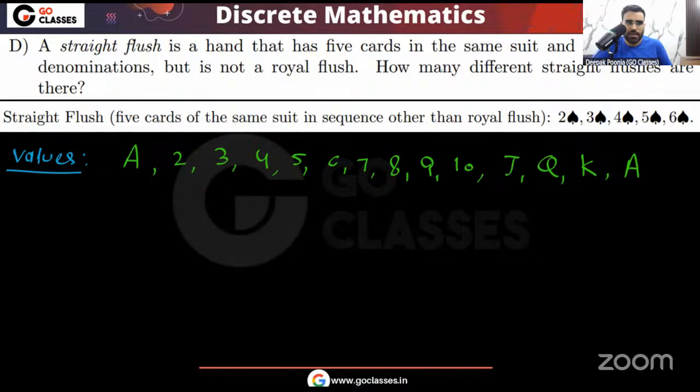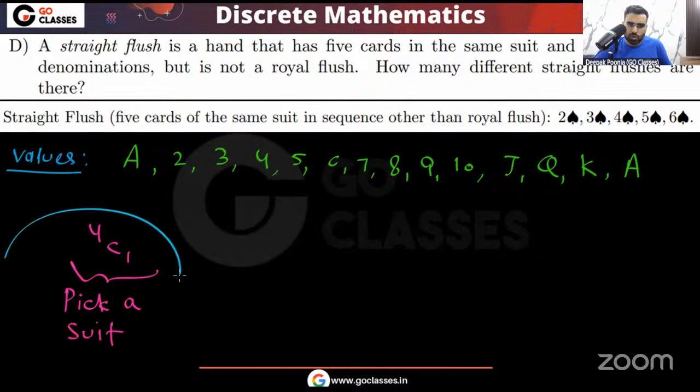Now let's see. First we need to choose the suit, because remember, what is a straight flush? This is 5 cards all in the same suit. So first you pick the suit. Remember, there are 4C1 ways to pick the suit, because all the 5 cards will have the same suit. To pick a suit, there are 4 ways that you already know.